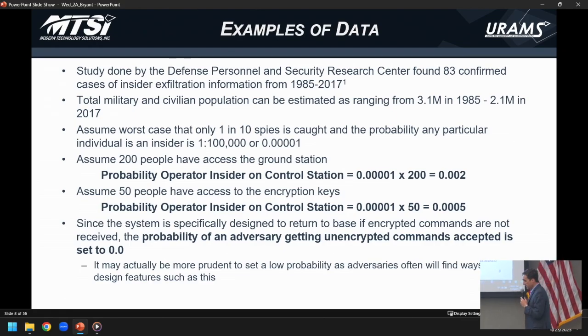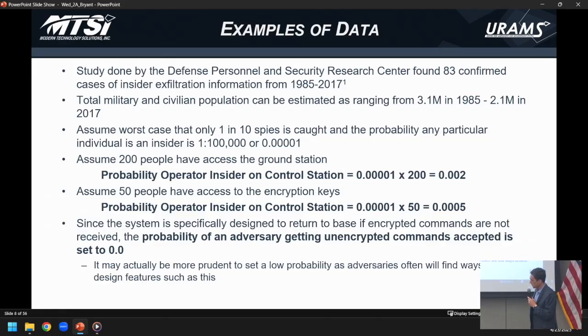Now, if I go back and multiply out by a presumed number of people, again, just to reemphasize, this is a completely notional example, the number of people who would have access to that node, I put 200 for the ground station and 50 people for the encryption keys, then you get a rate. So you get a likelihood that could happen.